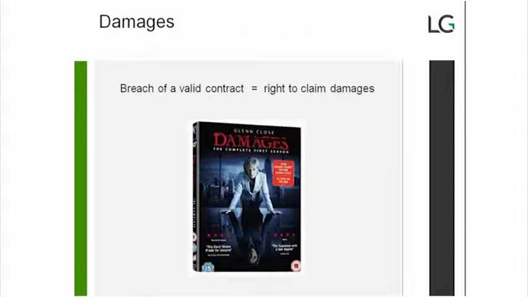Now, looking at damages. Every breach of a valid contract gives the innocent party the right to claim damages regarding the loss they have suffered as a result of the breach. That is, unless the liability for the breach has been excluded by a limitation of liability clause in a contract, which may be the case. Also, some losses are too remote to recover, and I'm going to have a look at this in more detail.